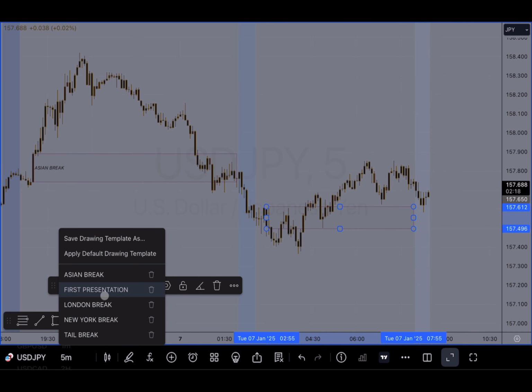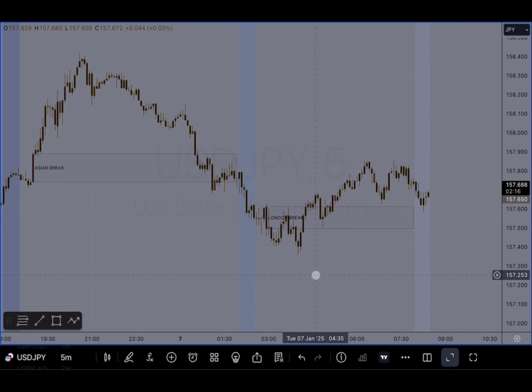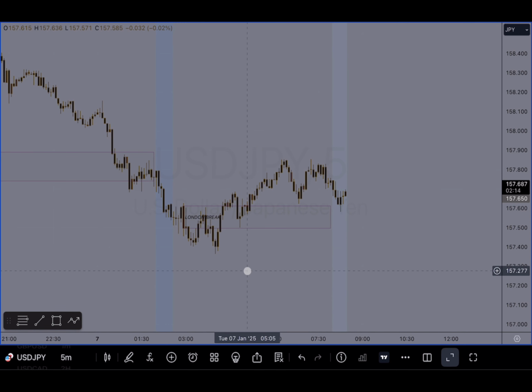And we're going to label this as our London break, so we don't get confused if we ever come back to look at this. Whenever we come back to study, whenever we are reviewing our trades, we want to use these levels. We want to know what these levels are that we have placed on our charts.